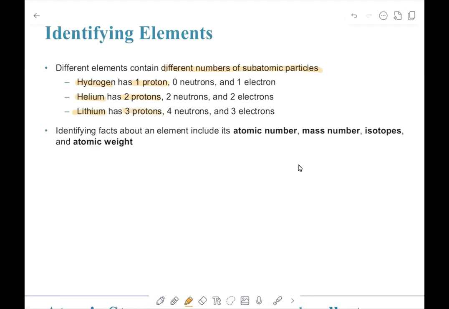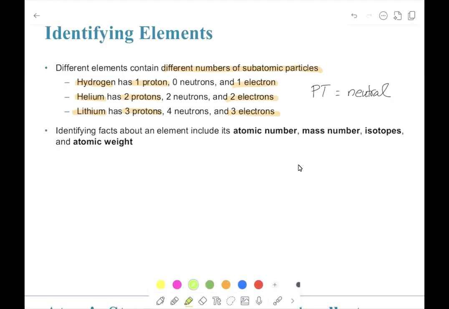Now, everything that's on the periodic table, if it's on the periodic table, it's going to be neutral. So that tells you right away that it has the same amount of electrons as protons. So hydrogen would have 1 proton and 1 electron, making it neutral. Helium has 2 protons and 2 electrons, which makes it neutral. Lithium has 3 protons and 3 electrons, which makes it neutral.